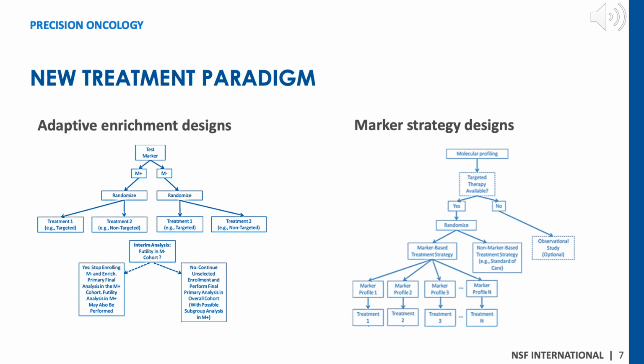And lastly, for marker strategy designs, this is specifically focused on the role of a biomarker in a treatment decision-making process. Patients are randomized to treatment strategy based on biomarker versus not based on biomarker. Examples of strategy trials include SHIVA or NCI MPACT trials.